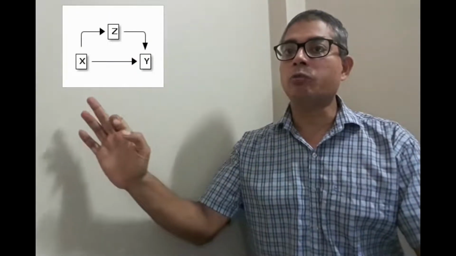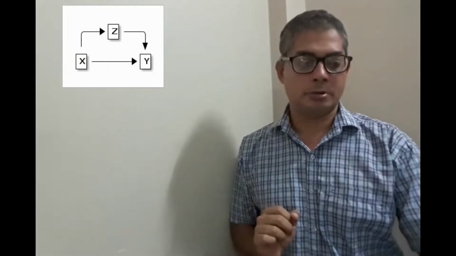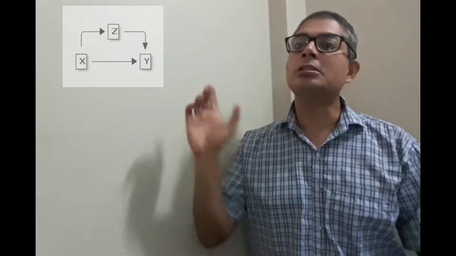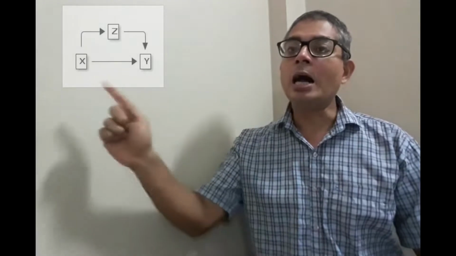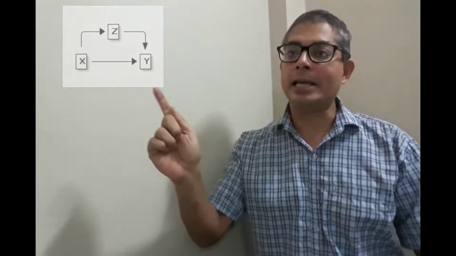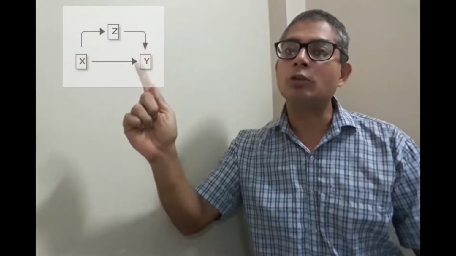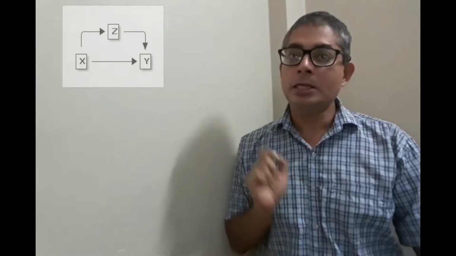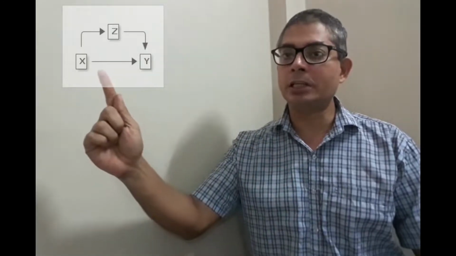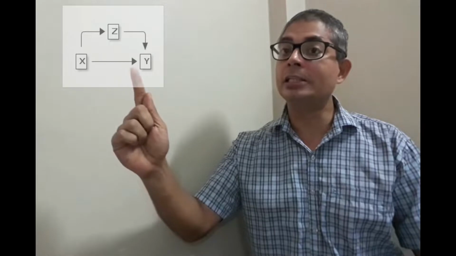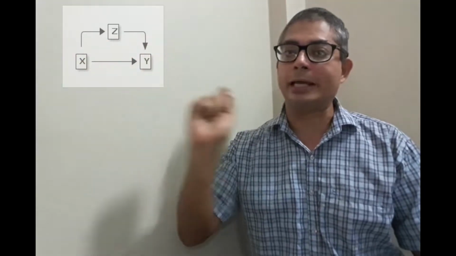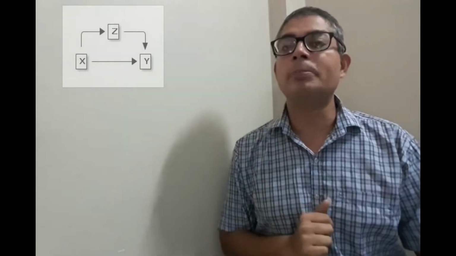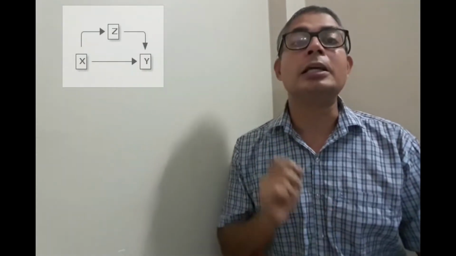Here x and y are correlated. Now z is a third variable. The question is, are x and y related directly or through z only? In other words, we are asking whether this direct arrow really exists or the relation comes only through z. This is what we plan to explore statistically in the next video.